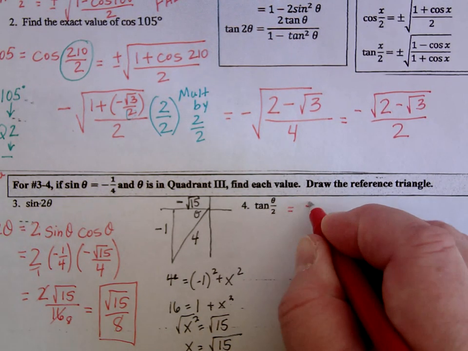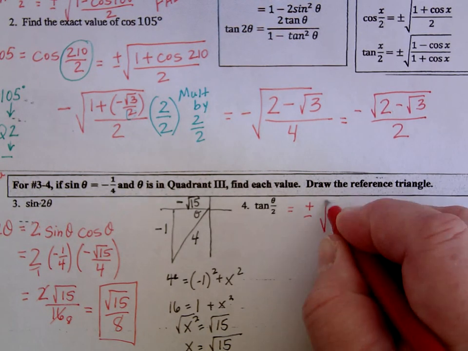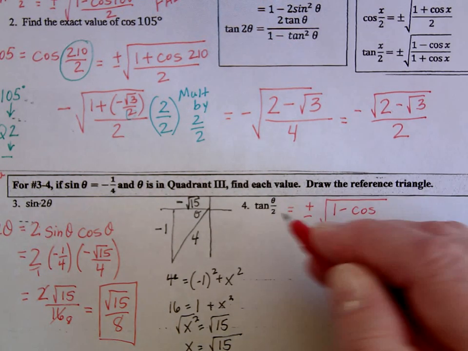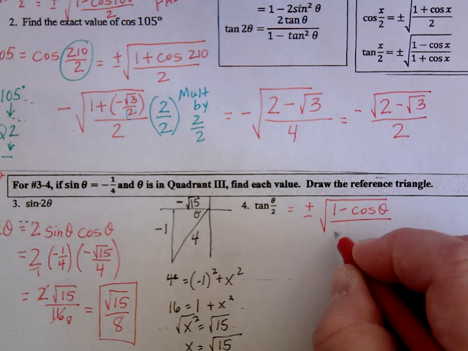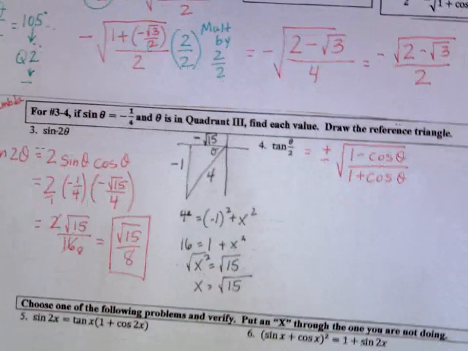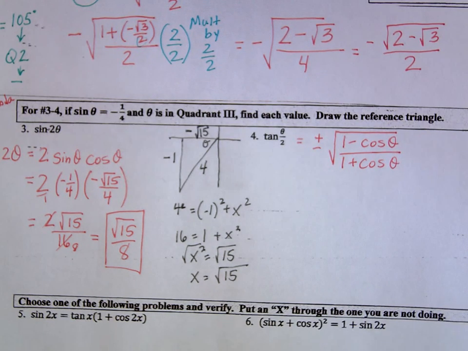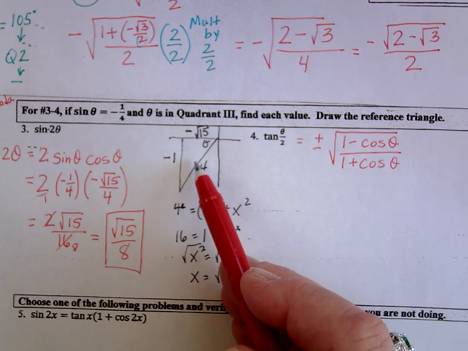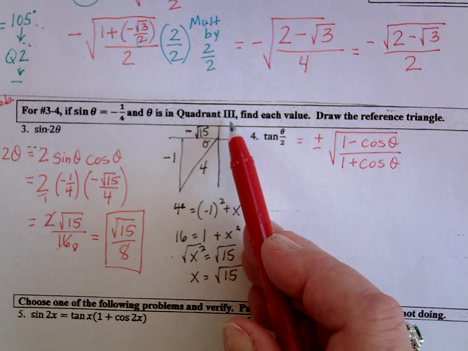We've got plus or minus the square root of 1 minus the cosine of theta, we'll keep it as theta, over 1 plus the cosine of theta. And that's what I'm going to use, and I'm using this reference triangle to be able to figure this out. But let's talk quadrants. If I look at this, what quadrant is that triangle located in? And you see it's located in quadrant 3.